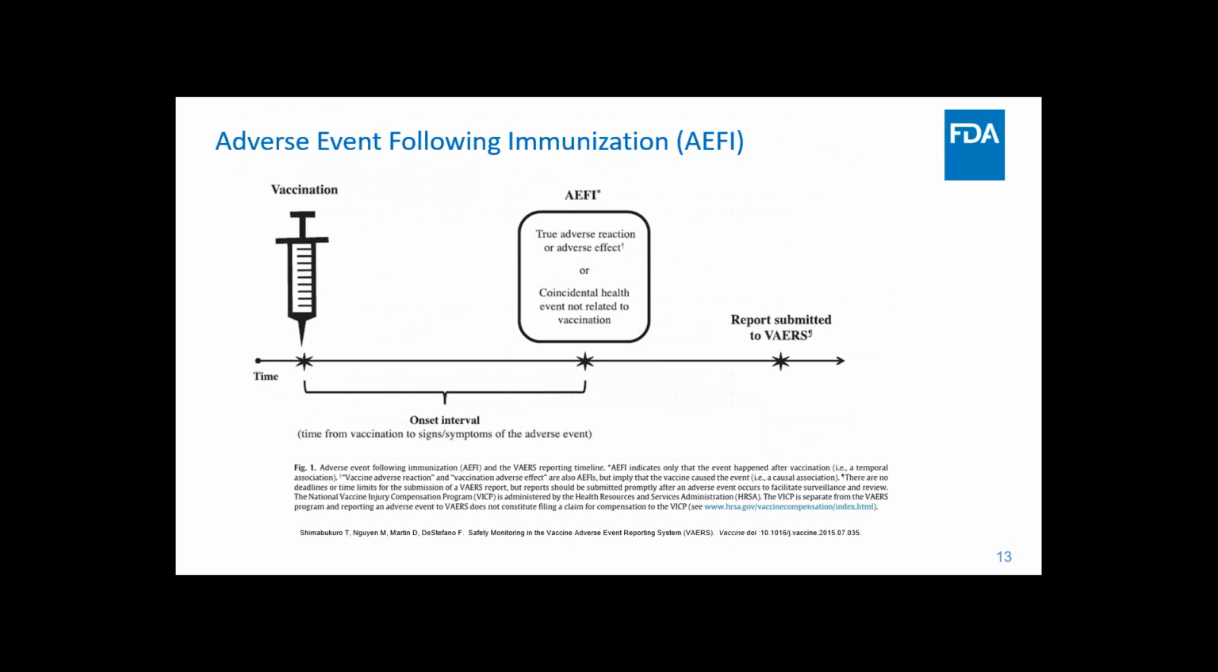And so in terms of an adverse event following immunization, we think of the vaccine and then the adverse reaction or adverse effect, which could be coincidental and not related to the vaccine, or could be true. And then in between is this onset interval. And then later downstream, a report is submitted to VAERS. And this is sort of a schematic from a textbook that illustrates the process.